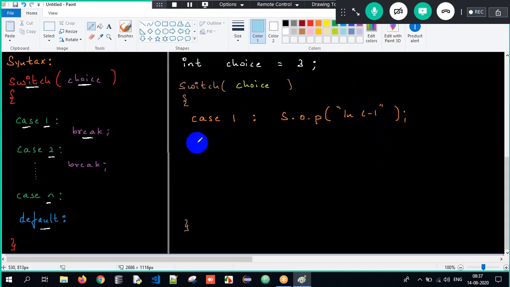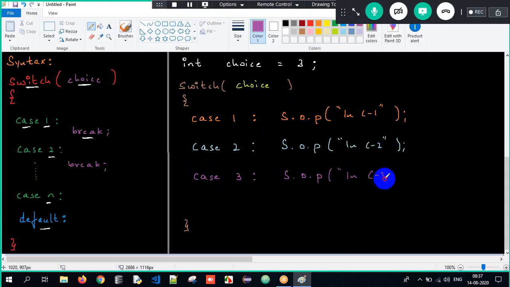Similarly, I will have case 2 also, and I will print the output System.out.println "in case 2". So I have a switch block and multiple cases, right? Now I'll also have one more case, case 3, and I'm going to print System.out.println "in case 3". I'm just explaining from a perspective, guys. Nothing much, nothing great over here.